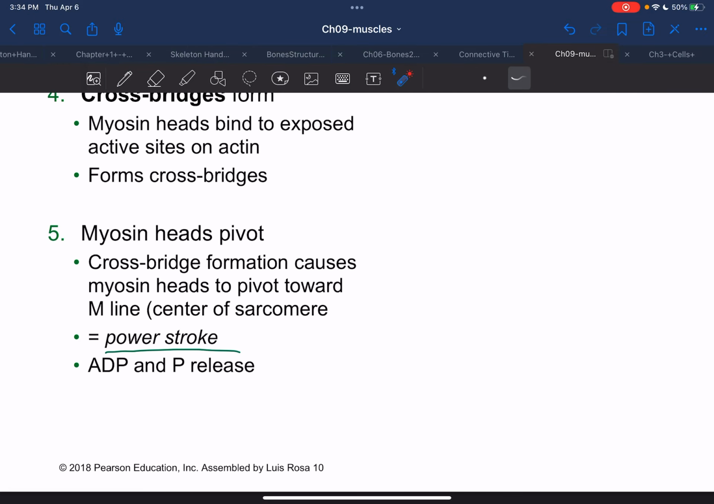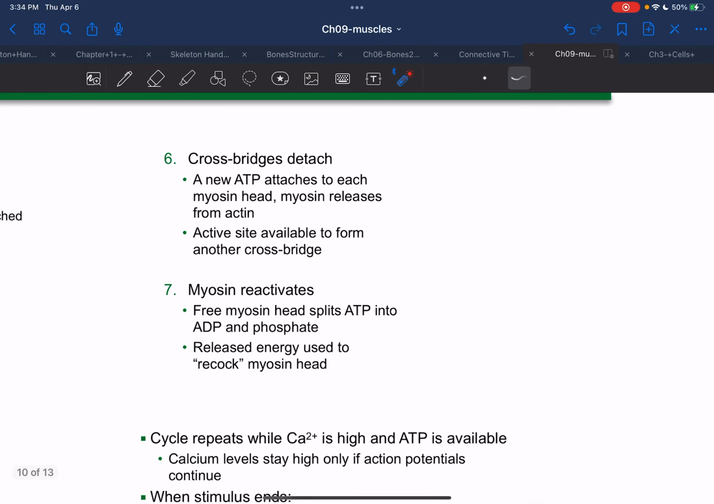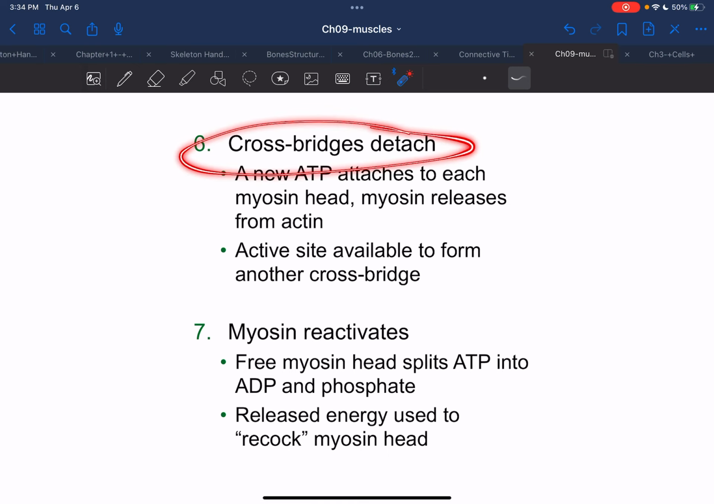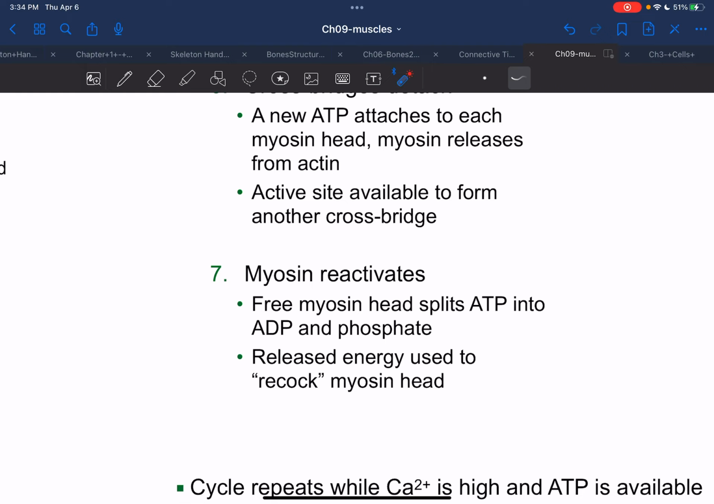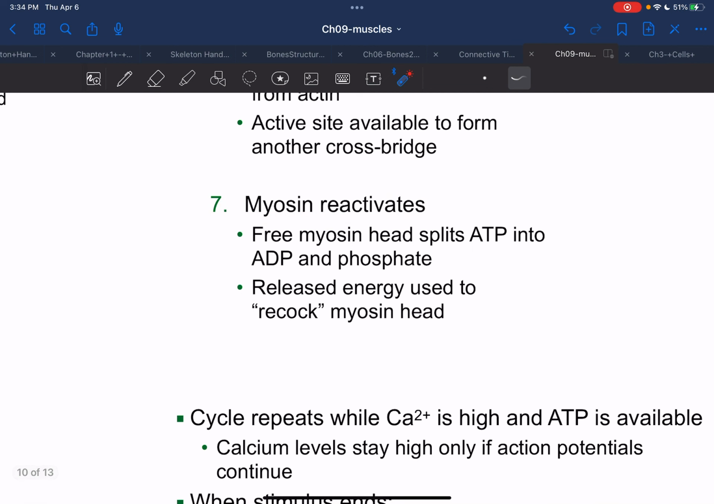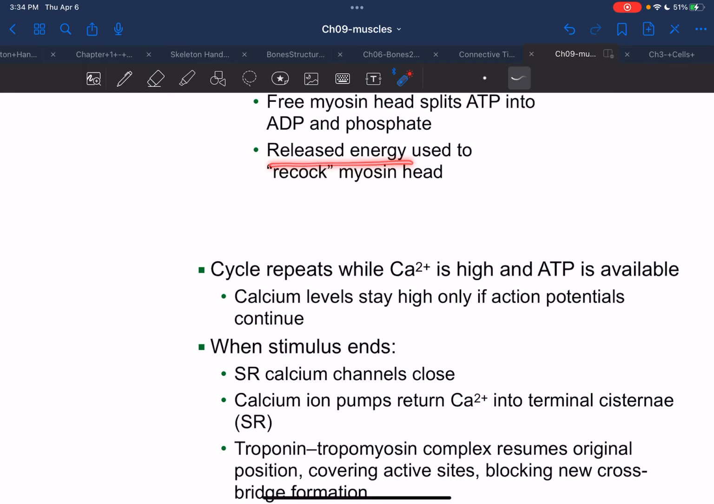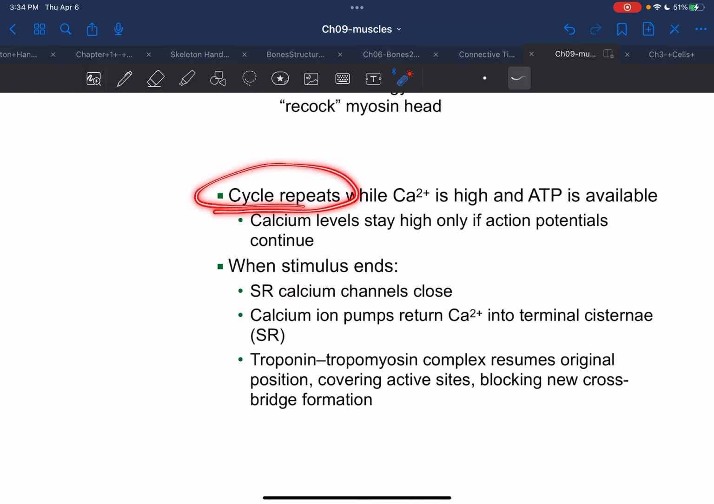And then we used up the energy from our ATP. And so the cross bridge will detach, and a new ATP molecule will come to take its place. And now we will be able to form a brand new cross bridge because the myosin heads reactivated when they split the ATP into ADP and that extra phosphate group. That released energy recocks the myosin heads. And so as long as calcium is present and ATP is available, then we can expect that this cycle will continue to repeat itself.